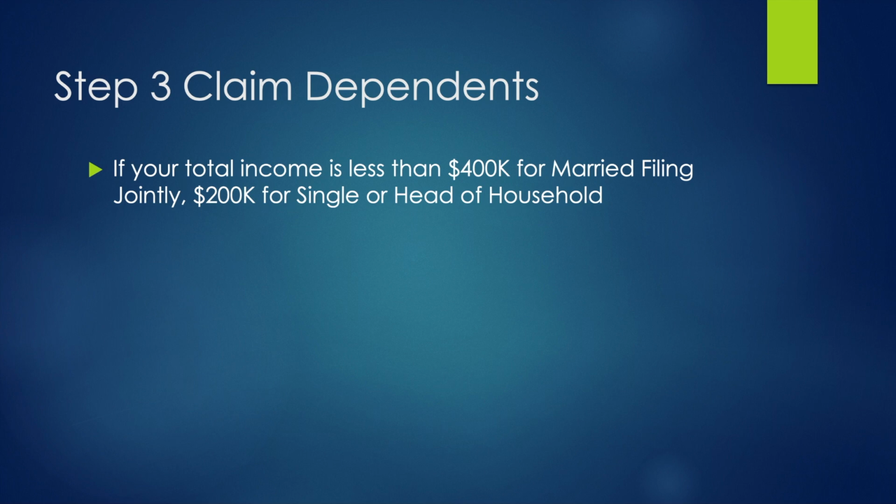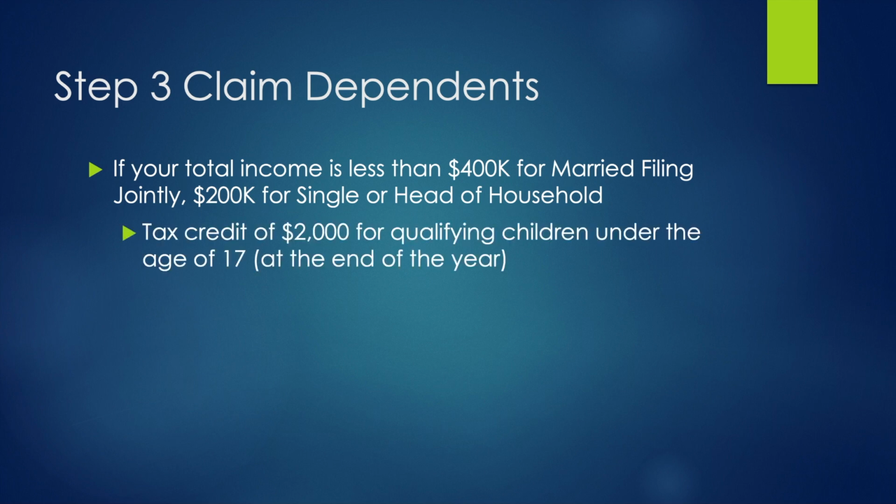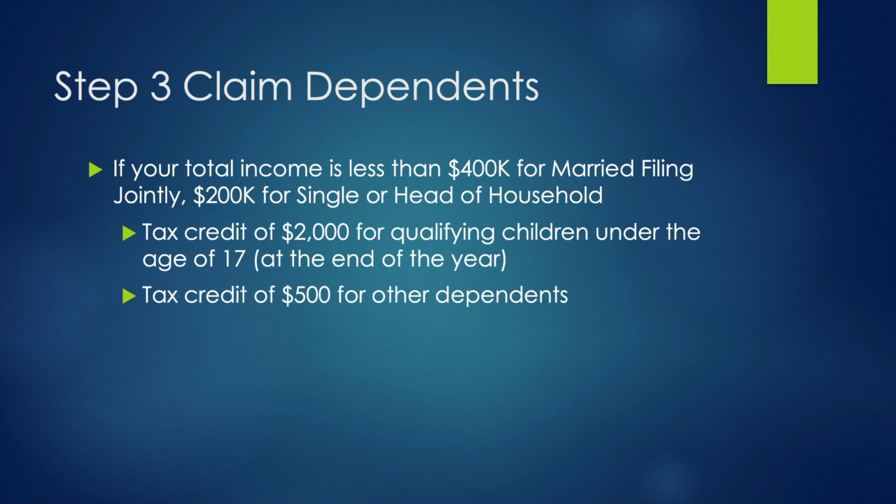And you'll notice we have a tax credit of $2,000 per qualifying child, as long as that child is under the age of 17 at 12/31/2020. And other dependents, any children that are 17 or older, or other dependents, you will get a $500 tax credit.